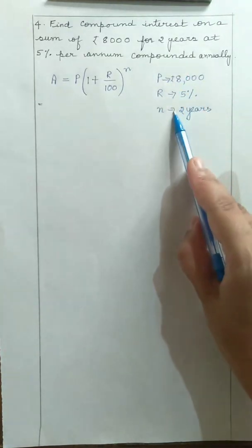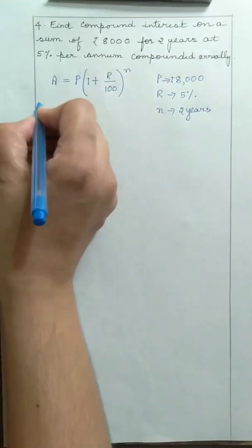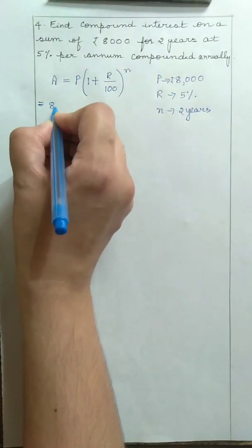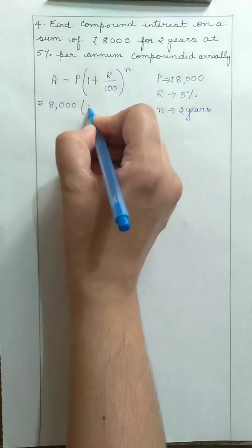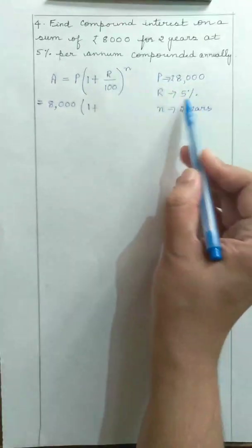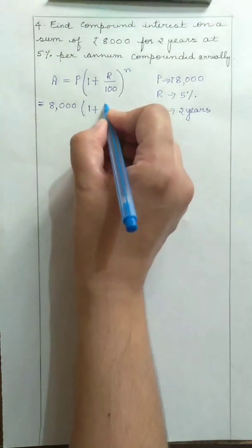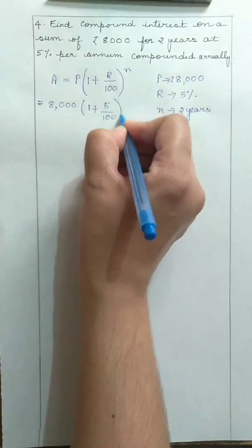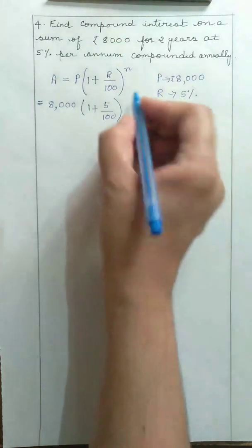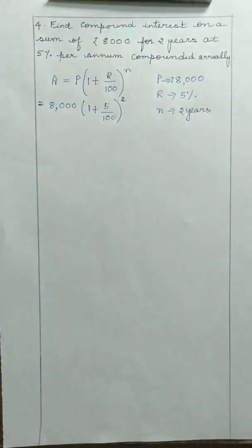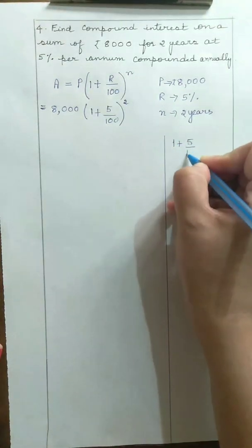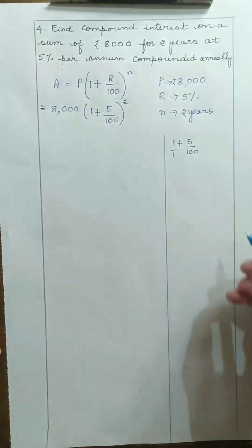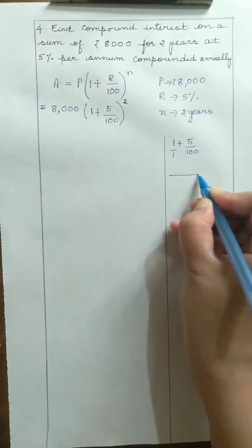Now let us substitute all these values in this formula. Therefore, the principal is 8,000 into (1 plus 5 by 100) whole to the power 2, as n is 2 years. Now, in the next step, let us simplify this bracket in which we have 1 plus 5 by 100. Now, take out the LCM. The LCM of 1 and 100 will be equal to 100.